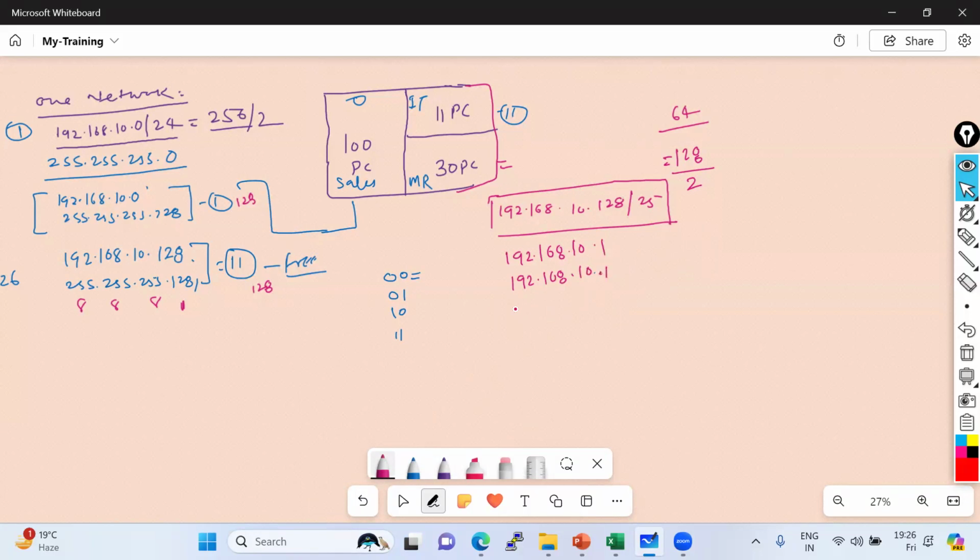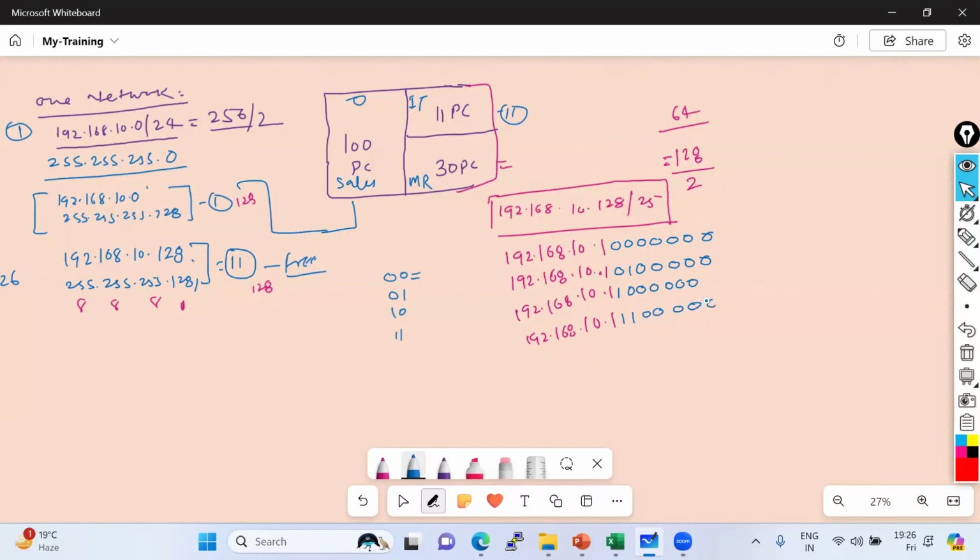10.1.1. Wait, let me write all 4. 192.168.10.1. This is going to be fixed. Now we have to play from the second bit: 0, 0, 0, 0. That will be 7 zeros in the first one. And the second one will be 0, 1, then 0, 0. And this one will be another 1 again, then 0, 0.